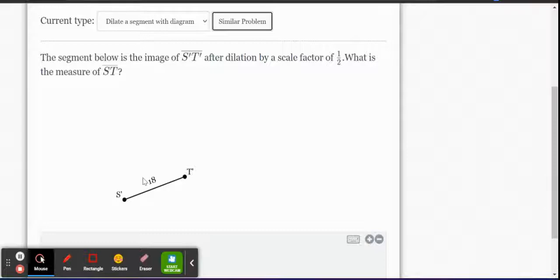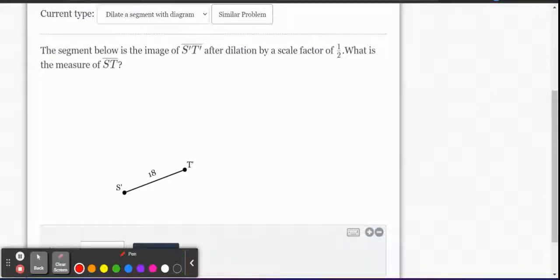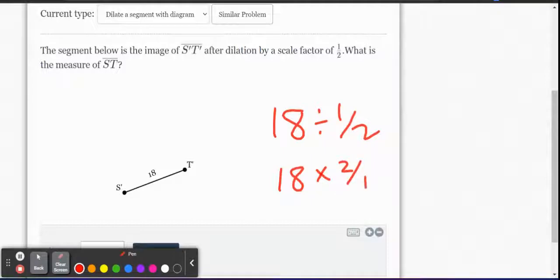So after it's dilated, what do I do to figure out the original figure? When the scale factor is 1/2, it becomes smaller. So there's two ways you could do this. You could take 18 and divide it by 1/2, or 18 multiplied by 2/1, keep change flip, or just do 18 times 2, which is both the same thing. It is 36.